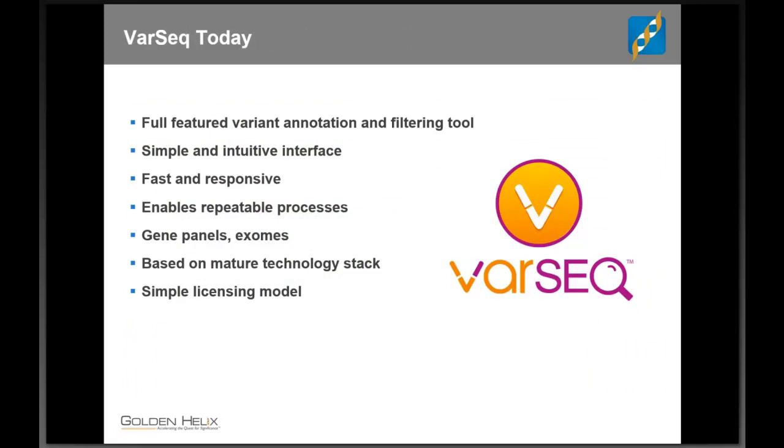Now, VarSeq today in version 1 is a fully featured variant annotation and filtering tool. Hopefully you've been able to see that and get a sense of it as we've gone along today. The interface is designed to be simple and intuitive, and the software infrastructure has been designed to be as fast and responsive as possible. Given that VarSeq is designed to do one thing, which is sequence variant analysis, and do it very well, we've been able to achieve a lot of optimizations in the software that make it so fast and responsive. The speed of thought is the catchphrase that we like to use here.